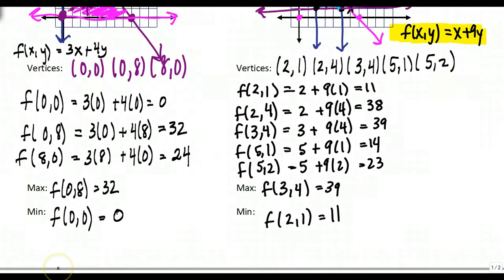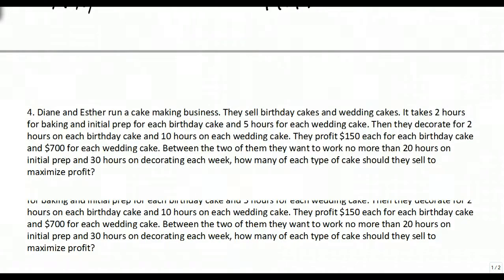All right, so hopefully your work looks the same as mine. And you got that the maximum is 39, which is when x is 3 and y is 4. And you got that the minimum is 11 when x is 2 and y is 1. So if you didn't, I would like you to pause again and make sure that you correct your work. And hopefully you'll rewind and rewatch so you're prepared when we get to class tomorrow to replicate this problem.